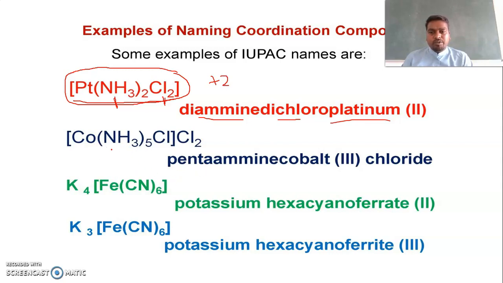So you just observe here, 5 amino, 1 chlorine. So totally there are 6 ligands present. The coordination number is 6. And the 2 chloride is a counter ion, and cobalt is the central metal ion. So here chloro and amino are ligands.